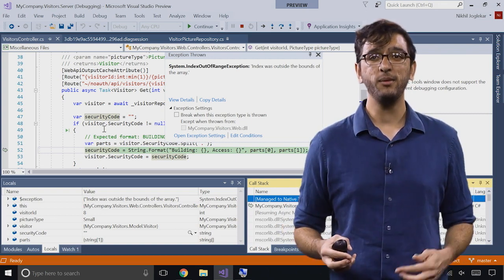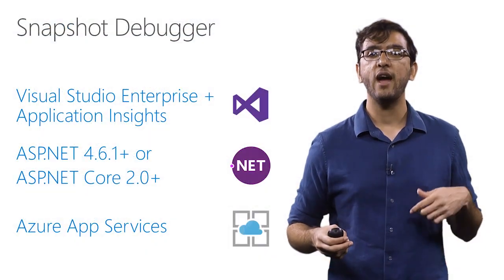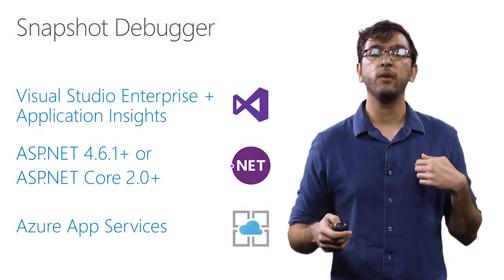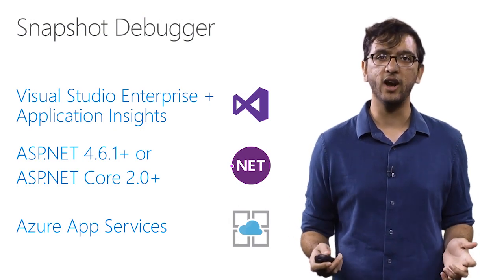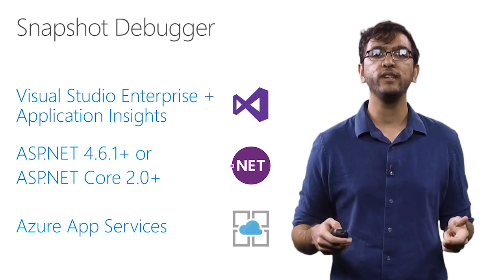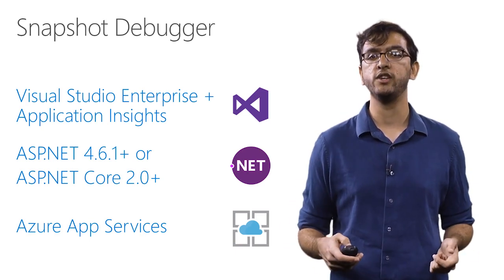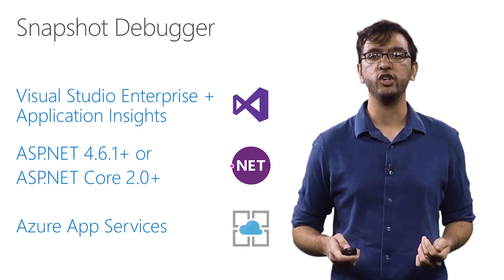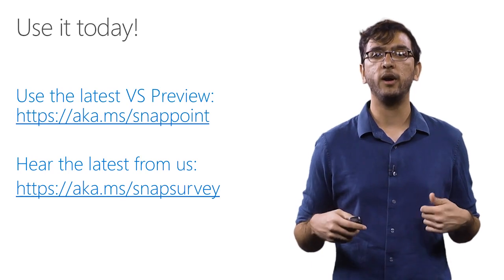In recap, the Snapshot debugger is a tool that can really help you get to the root cause of your issues. Right now, it is available for Visual Studio Enterprise, and you can get better results when you have Application Insights in your app. It's supported for ASP.NET 4.6.1 or ASP.NET Core 2.0 plus applications, right now running on Azure App Services. You can get started with the Snapshot debugger today.